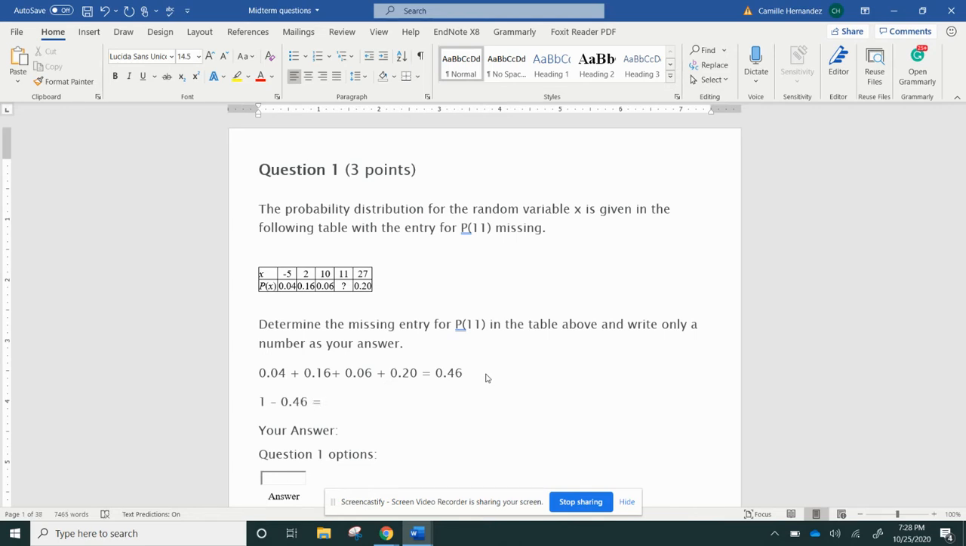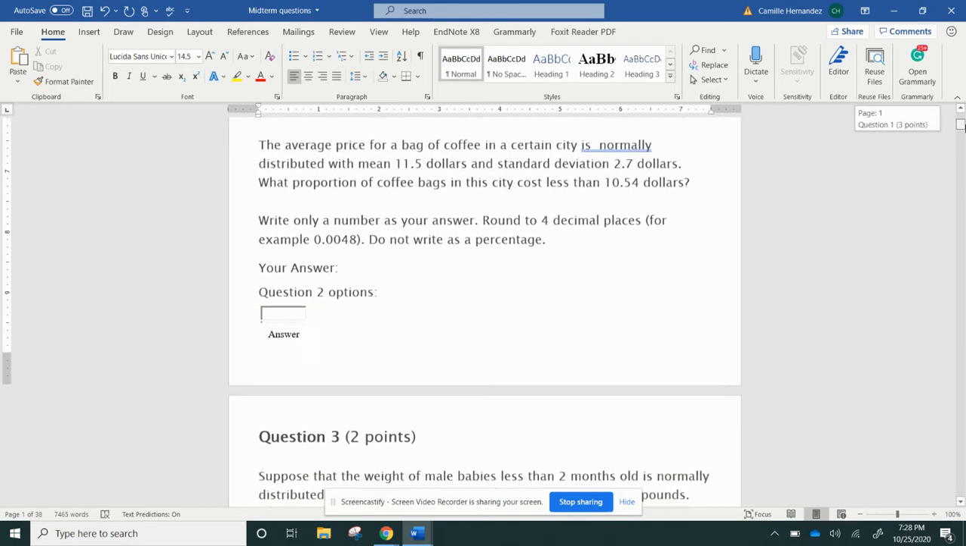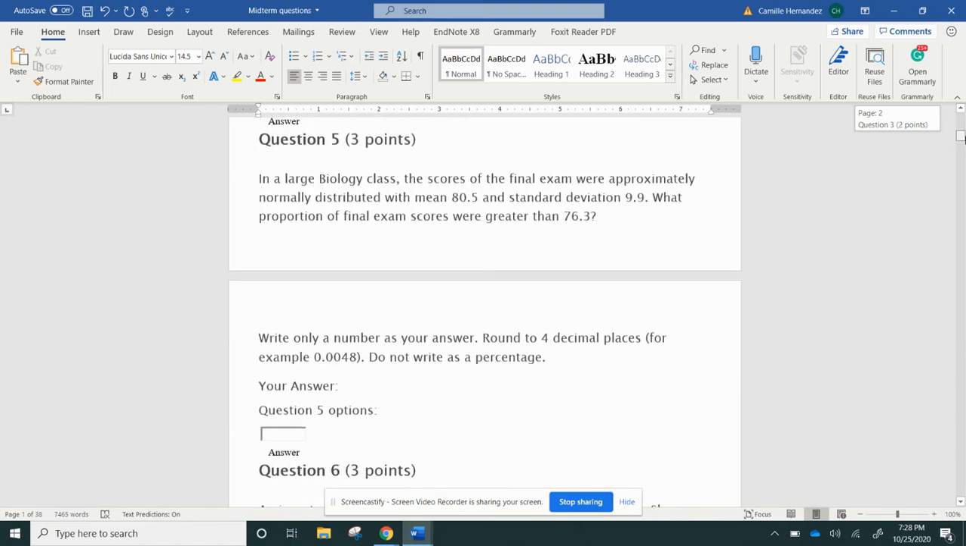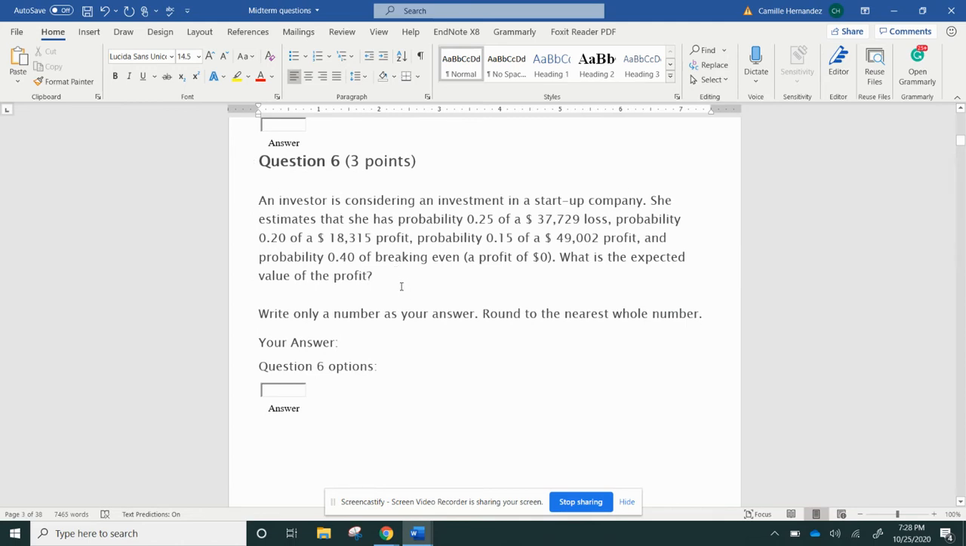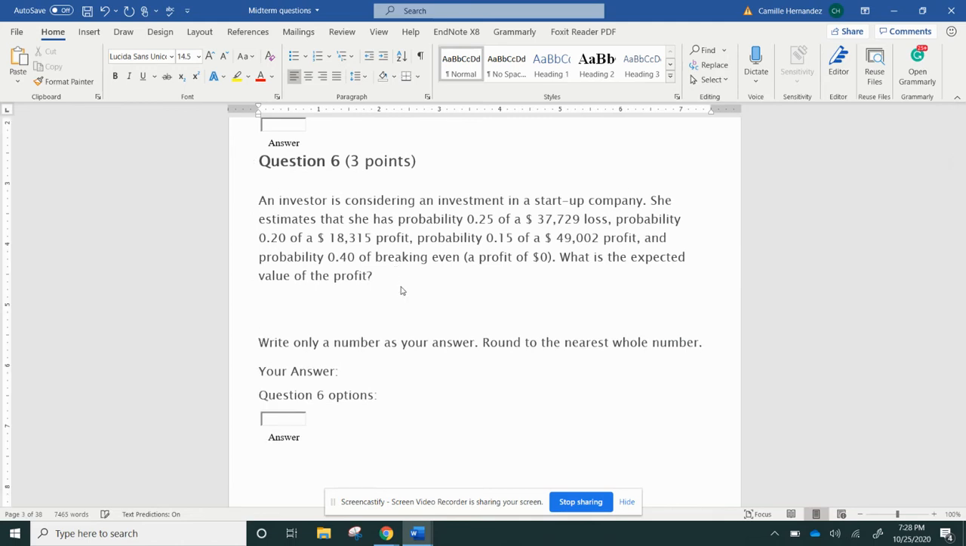So you do 1 minus 0.46. It gives you 0.54. So that's what you're doing to figure out that one. I'm going to skip a little bit ahead because these are normal distribution problems. And I'm going to go here to number 6, where you're looking for the expected value of a profit.